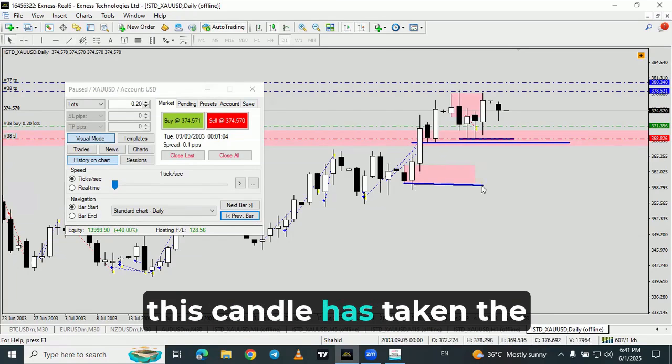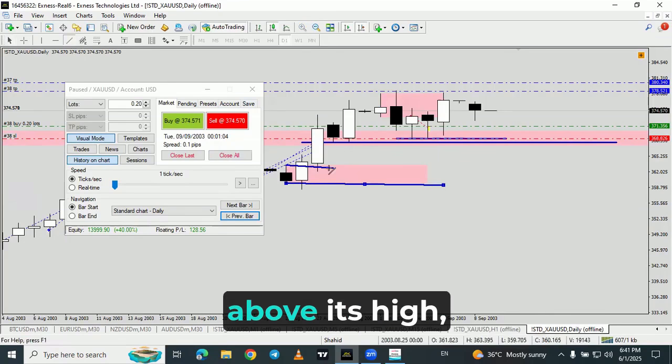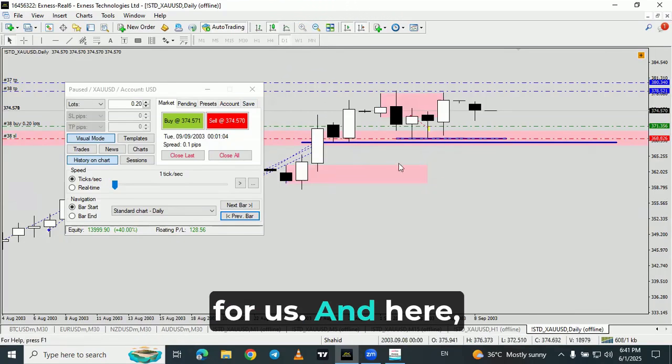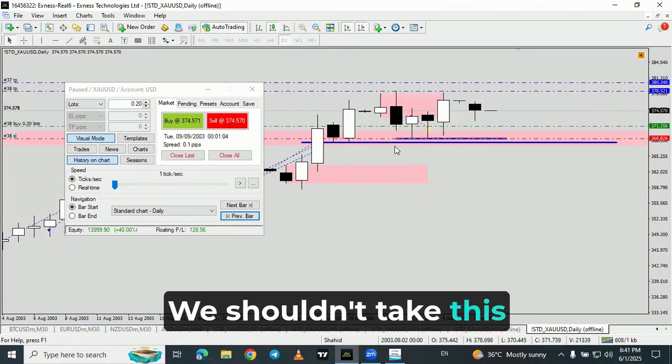Here see, this candle has taken the low of this candle. It took the low and closed above its high. So this engulfing is valid for us. And here see this engulfing. This one is not for us. We shouldn't take this engulfing.